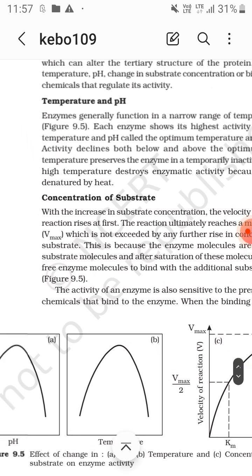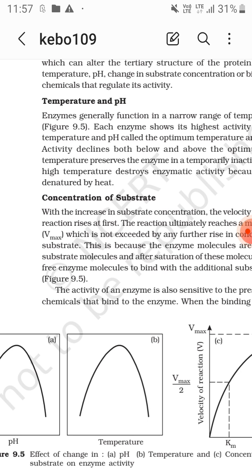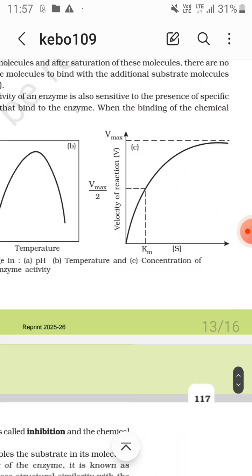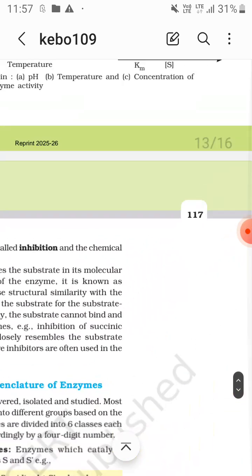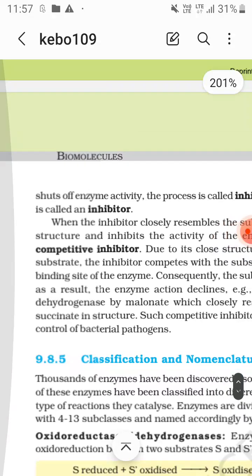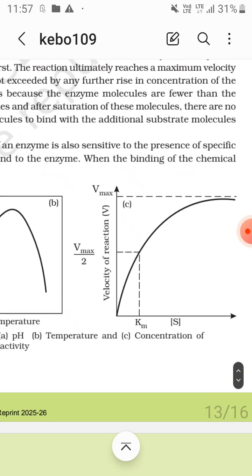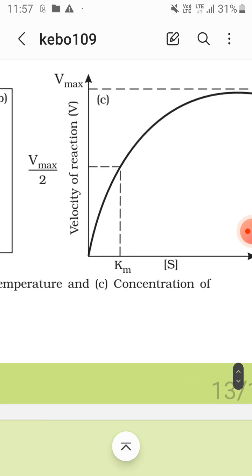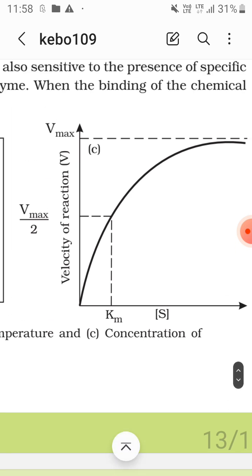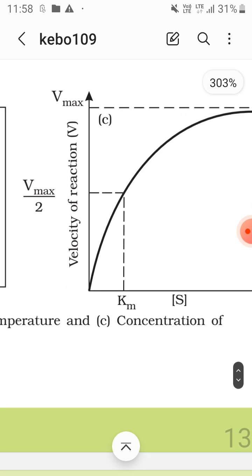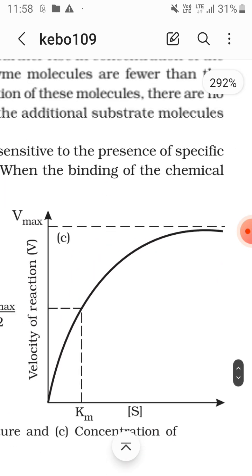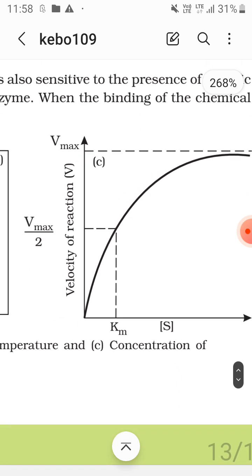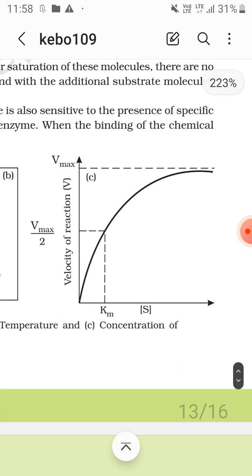Now another factor that affects the enzyme activity is the concentration of the substrate. In the graph of concentration of substrate and enzyme activity, on the x-axis is the substrate, showing the Km value that denotes half of the maximum velocity of reaction. So velocity of reaction is on the y-axis. When saturation occurs, that indicates the Vmax, that is the total maximum velocity.